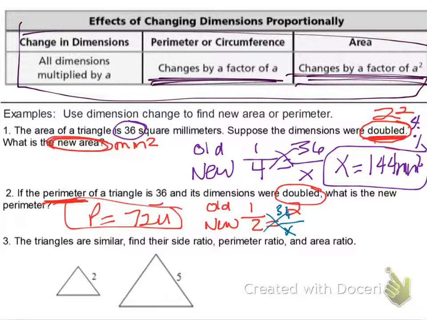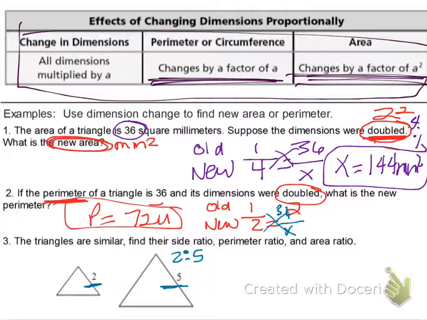Number 3, the triangles are similar. Find their side ratio, their perimeter ratio, and their area ratio. Notice here it's not actually asking you to find a new area or a new perimeter. It's just asking you for the ratio. You can see here, we're going to get the ratio from whatever's on their sides. So the side ratio is 2 to 5.